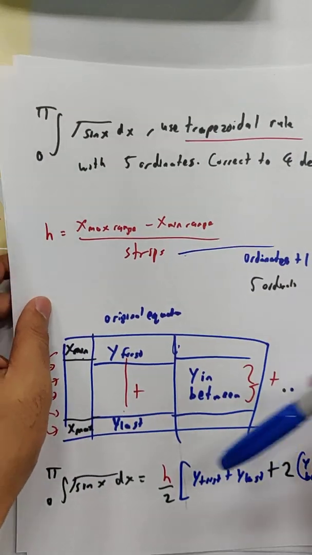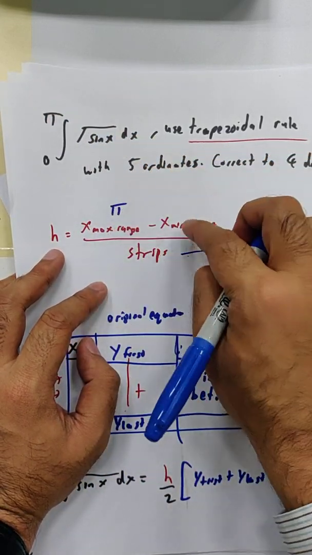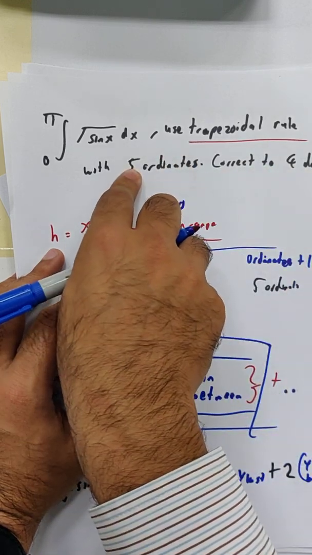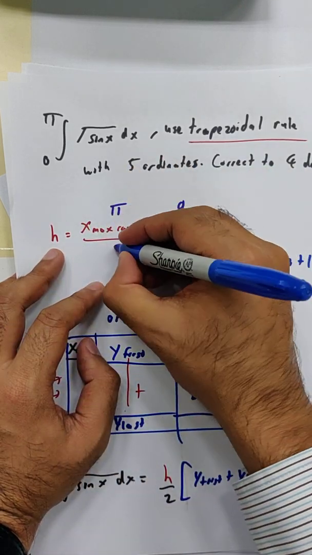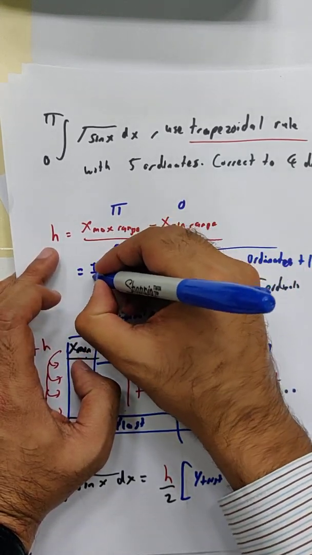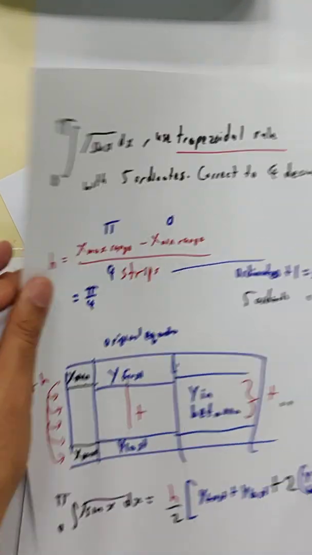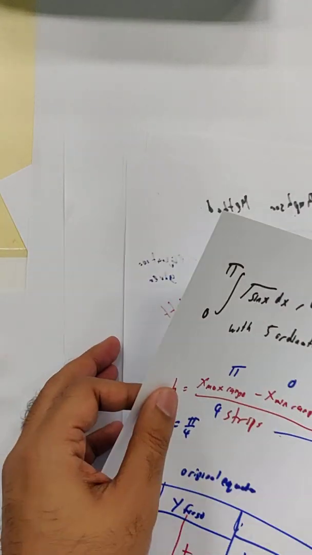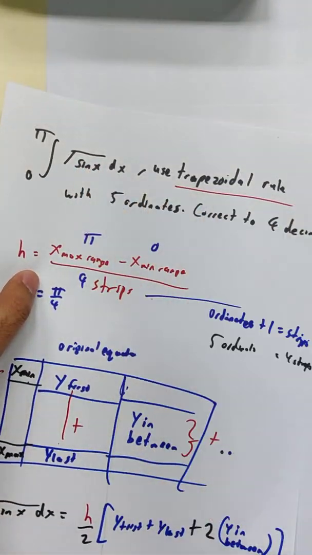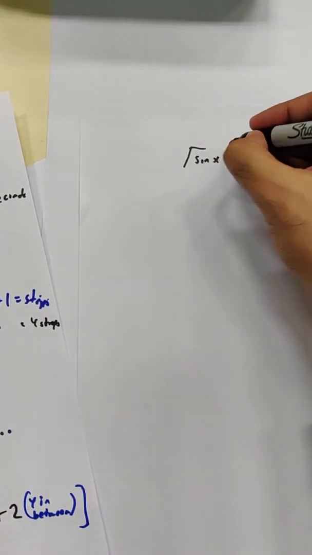Okay, if I were to go with what I've written down, so this one x max range is pi, x min range is 0. The number of strips, we got 5 ordinates, that means 4 strips. So h is pi over 4. Alright? Let me start from beginning. So now original equation will be this one here. Square root sine x dx.